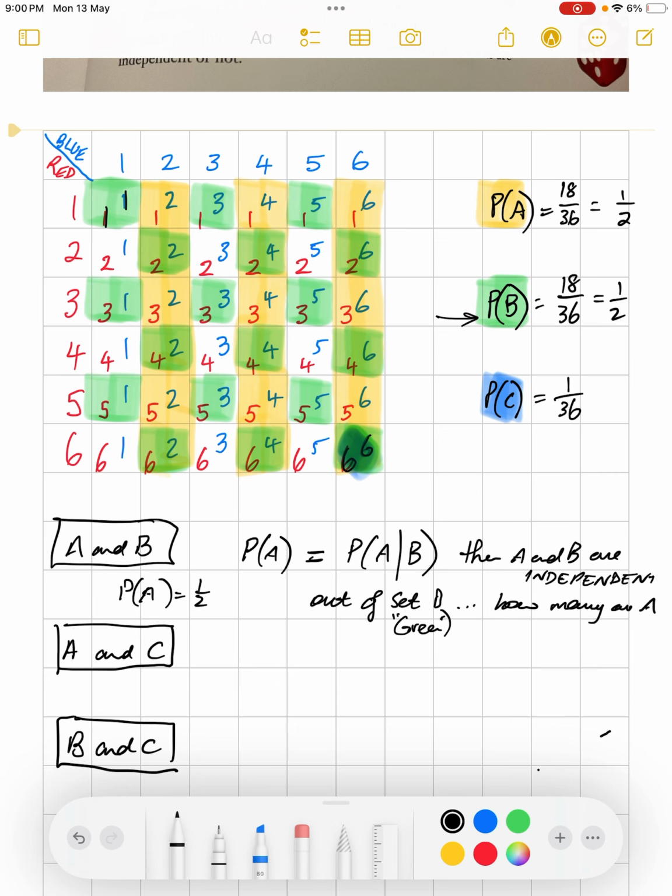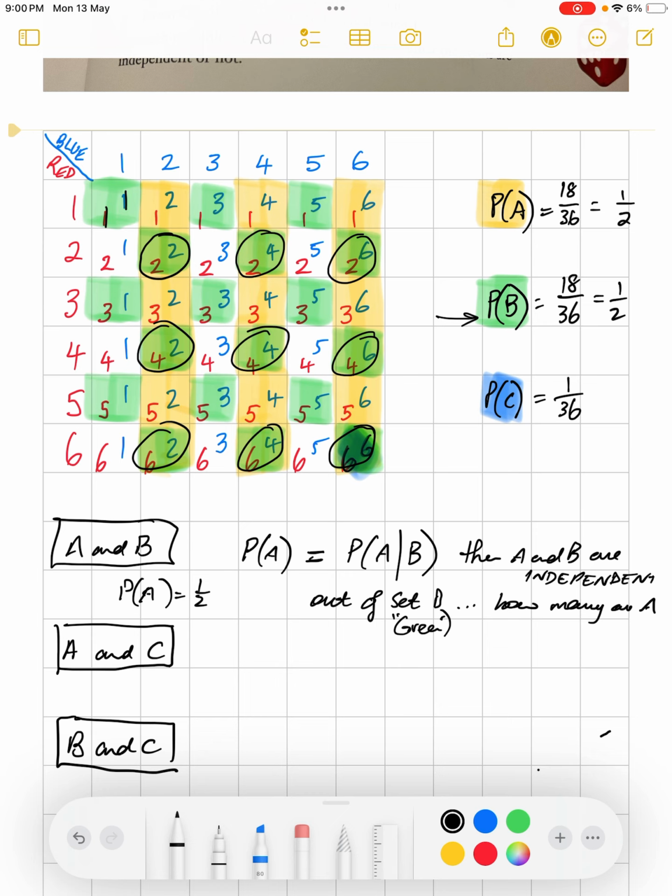So let's circle these in black. Out of the greens, how many are yellows? Well, that green is also yellow. Out of that green, they're yellow. That green, they're also yellow. And so on, each of these greens is also yellow.